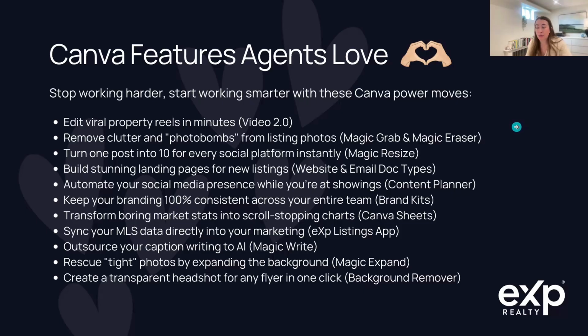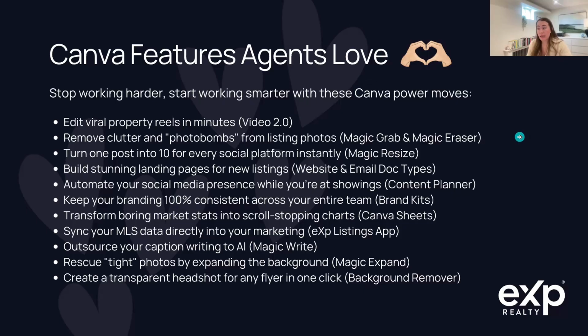We talked about building those beautiful landing pages for new listings. There's also the email doc types, which we touched on. So HTML exports that you can deploy beautiful looking emails. You can automate your social media presence using the content planner. You can use those brand kits to keep yourself consistent across all of your assets and eventually your entire team as well. And we can also use Canva Sheets to power really beautiful looking data visualizations, charts. And they are very beautiful. You'll see with animations, and it just makes those stats kind of come alive versus being static numbers.